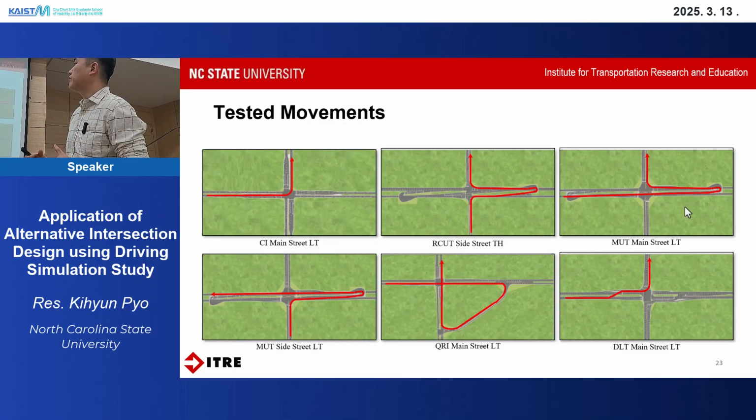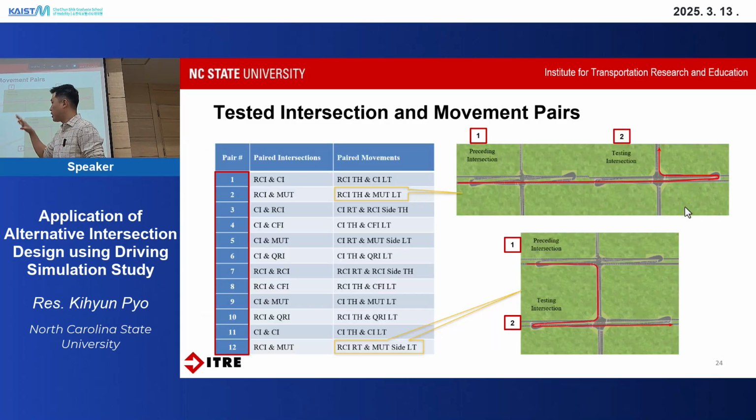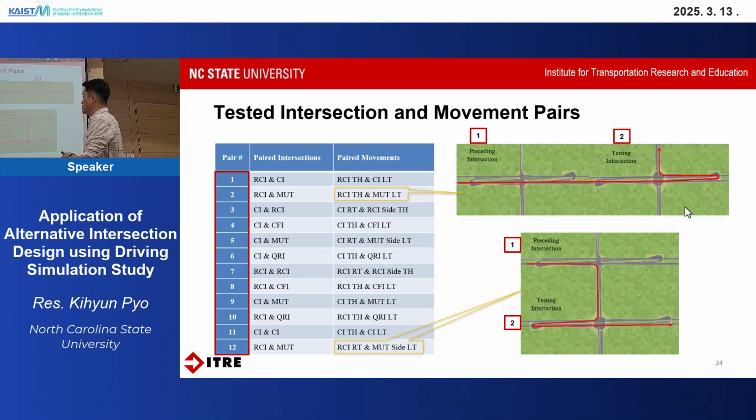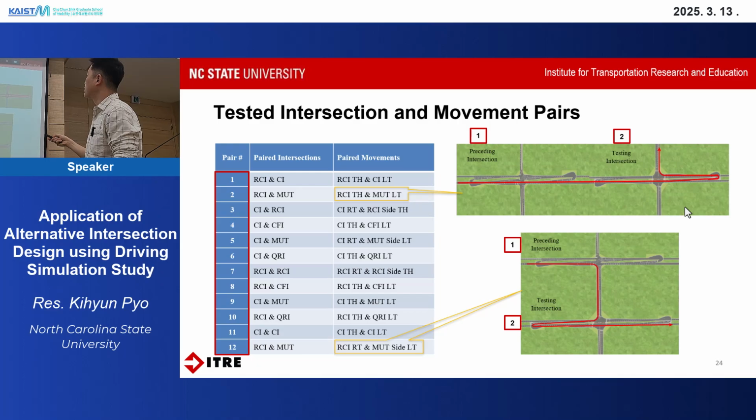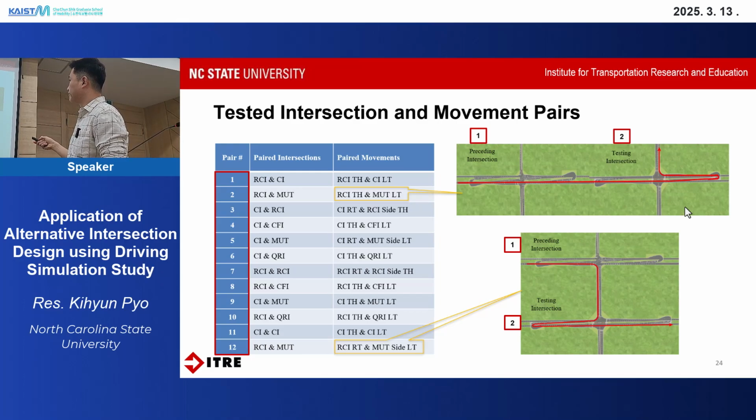So the research team chose a total of 6 test movements like this. Based on that, we made 12 combinations when we make a paired intersection. So there are 2 things, right? The first one is a preceding intersection. We call the second one a testing intersection. Actually, we're interested in the correlation between them.